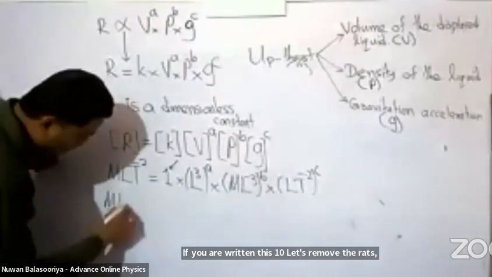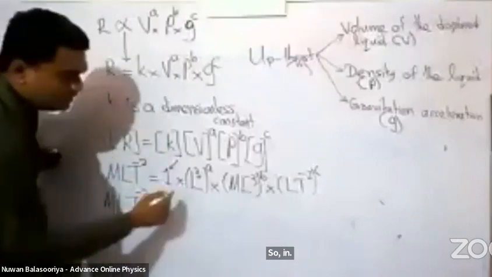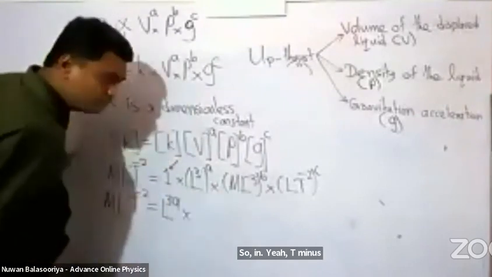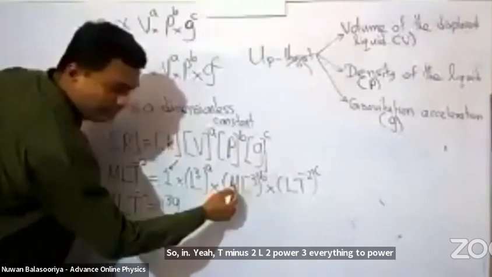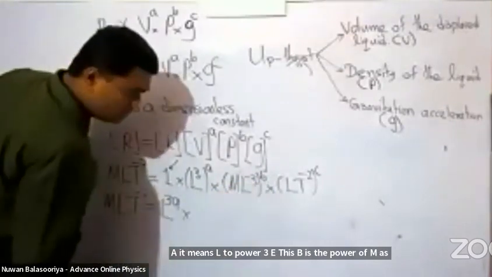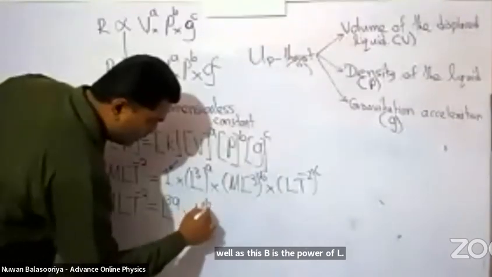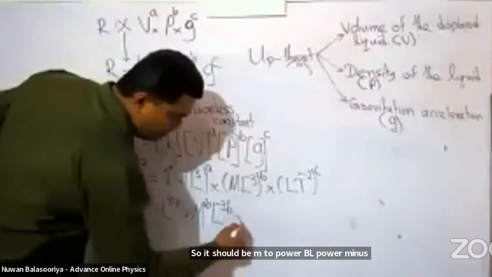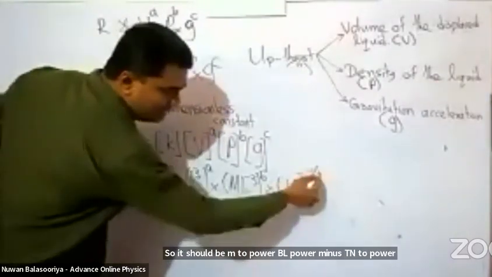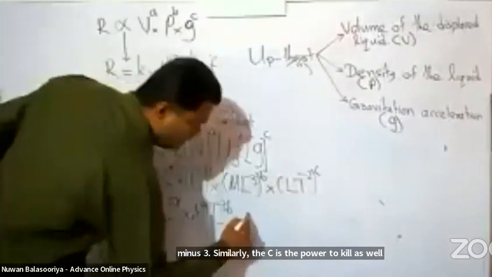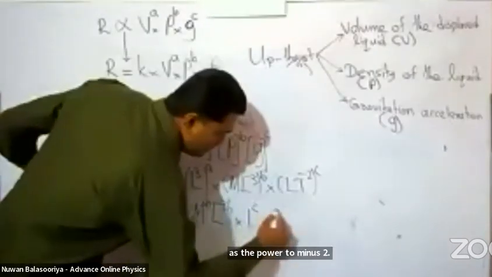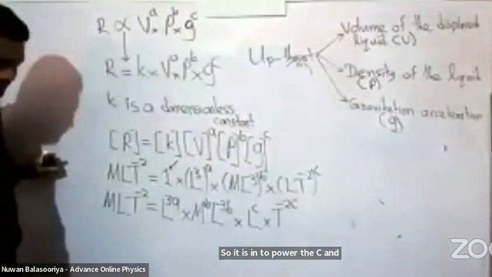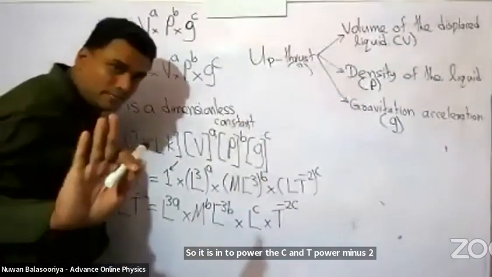So M L T to the power minus 2, L to the power 3, everything to the power A. It means L to the power 3A. This B is a power of M as well as a power of L. So it should be M to the power B, L to the power minus 3B. Similarly, this C is a power of L as well as a power of T minus 2. So it is L to the power C and T to the power minus 2C. Then finally, stop, please wait until I write.